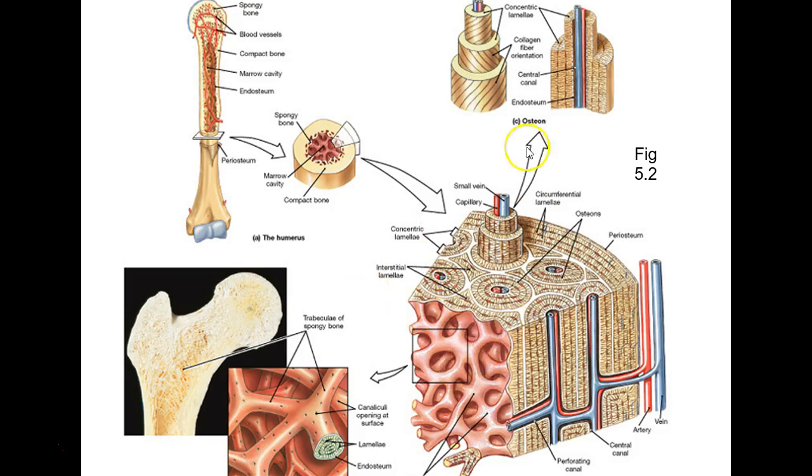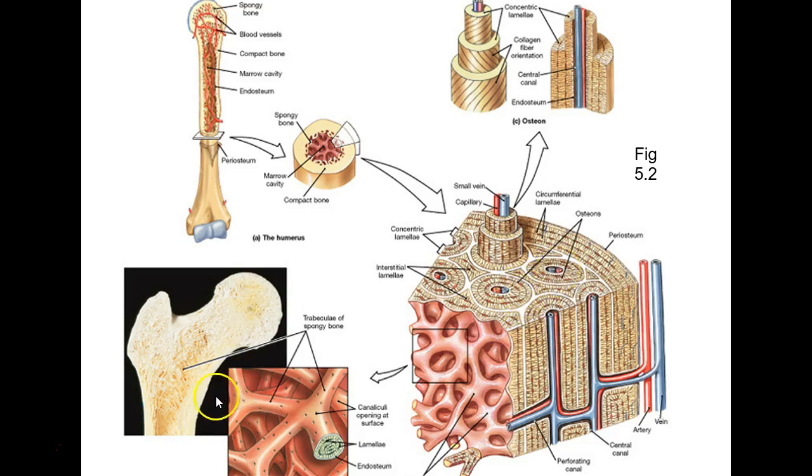The compact bone is going to take on a completely different configuration. So this is in the periphery of this long bone. And then look at the osteon. They call this little circular area an osteon. That's the functional unit of compact bone. And so it takes on this configuration.